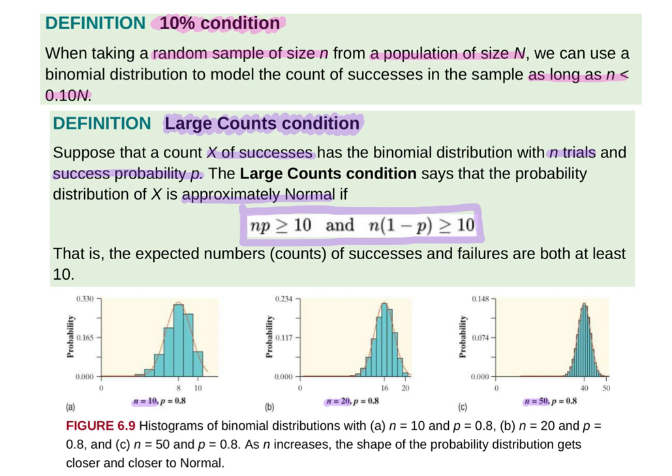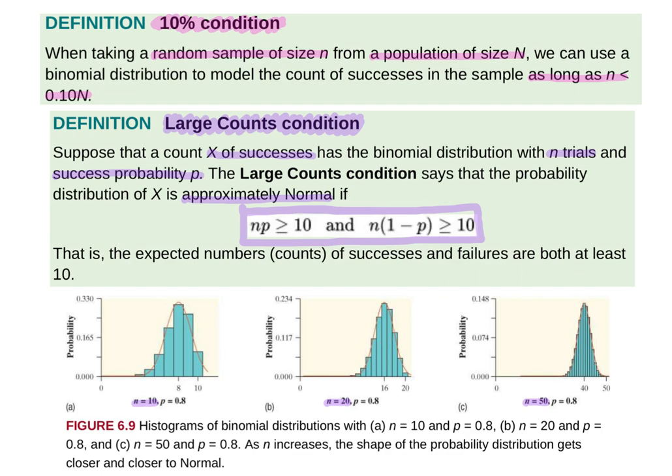The condition says that the probability is approximately normal if your number of trials times your success probability multiplied together is greater than or equal to 10. And the number of trials with the probability of failures, right, 1 minus p, if p is success, is also greater than or equal to 10.